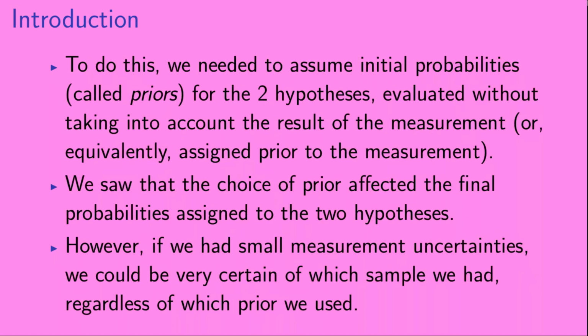To do this, we needed to assume initial probabilities, called priors, for the two hypotheses, evaluated without taking into account the result of the measurement, or equivalently assigned prior to the measurement. We saw that the choice of prior affected the final probabilities assigned to the two hypotheses. However, if we had small measurement uncertainties, we could be very certain of which sample we had, regardless of which prior we used.